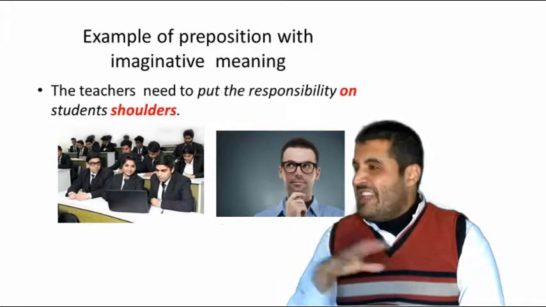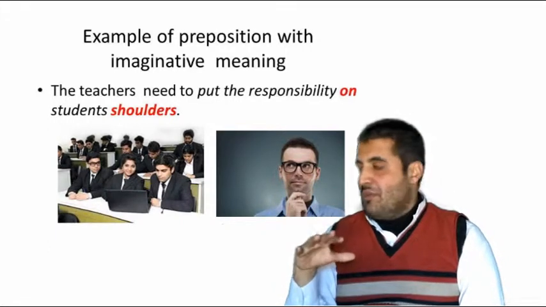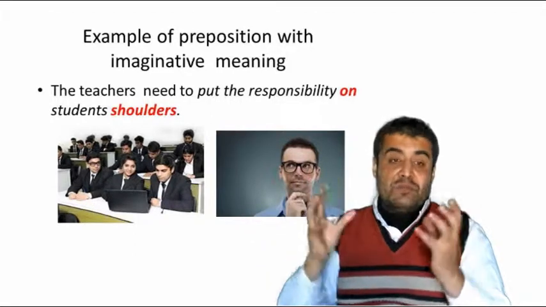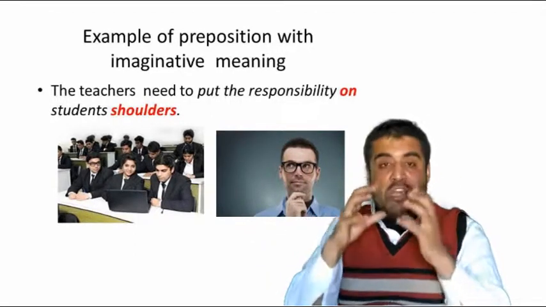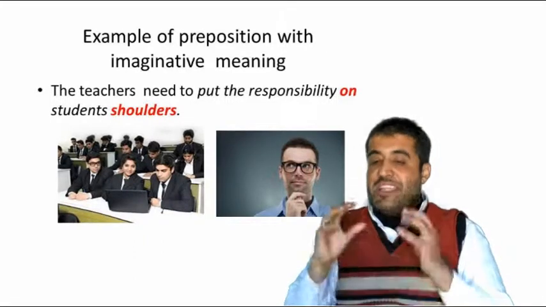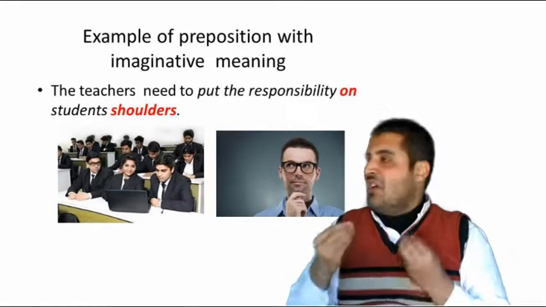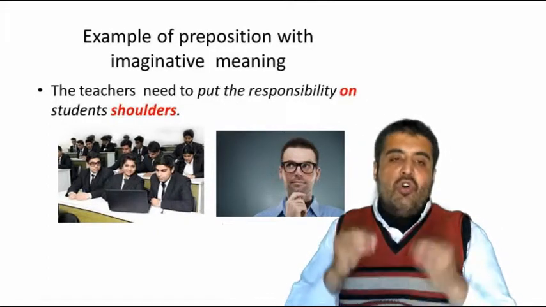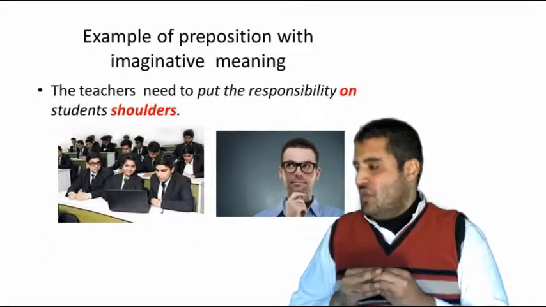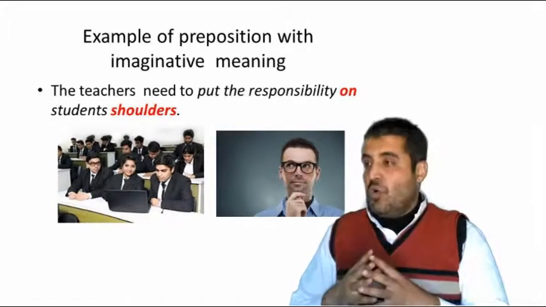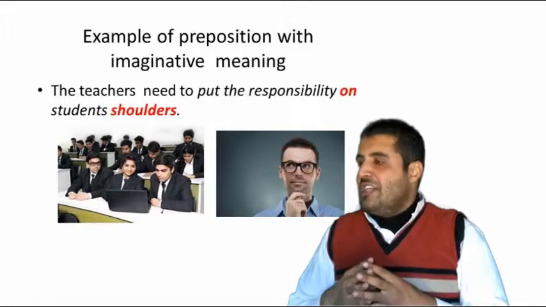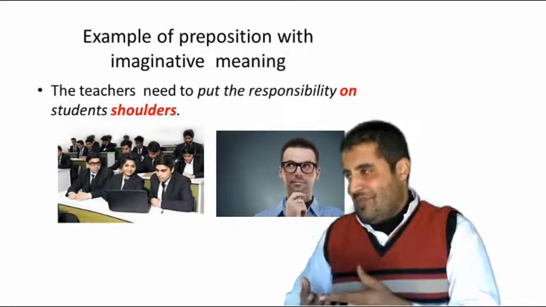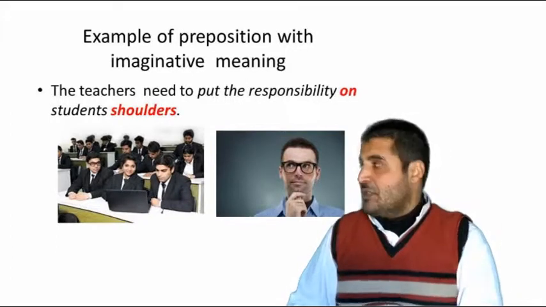So the teacher never puts the responsibility on students' shoulders. We can't see them. There is no responsibility, it doesn't exist. We can only observe its effects. So therefore they are not tangible things. Responsibility is not a tangible thing. It's not a physical thing. So when prepositions show us abstract ideas or intangible things or non-physical things, then we can say that these prepositions have an abstract meaning or an imaginative meaning, right?